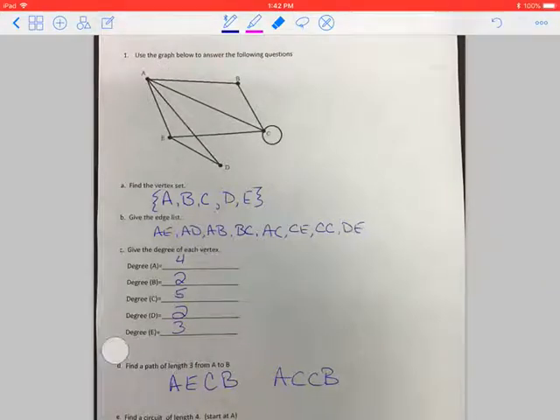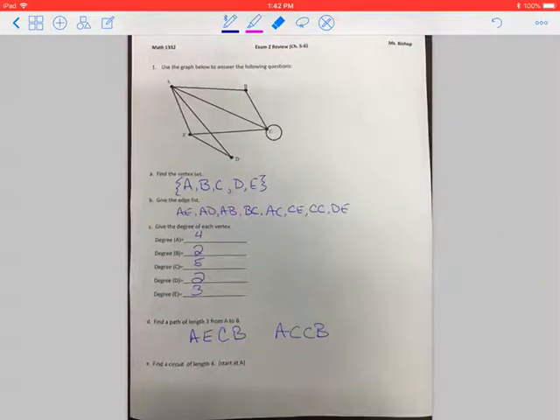So that would be A, C, C, B. All right, our very last one is to find a circuit of length 4, and we're asked to start at A. So there's actually a lot of ways to do this. So kind of the more obvious for me is I'm sort of saying a quadrilateral, so we could just go around. So that would be A, E, B, oops, I did that backwards. A, E, C, B, A.